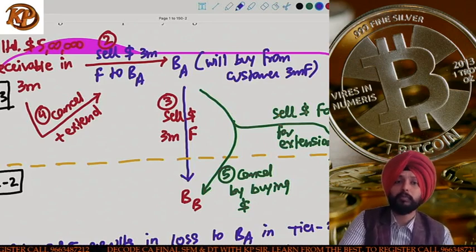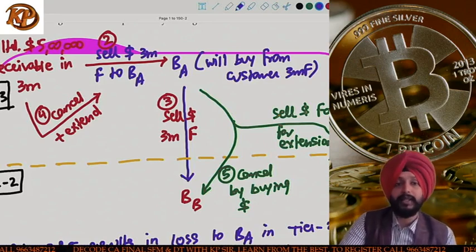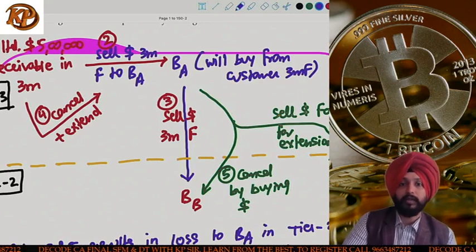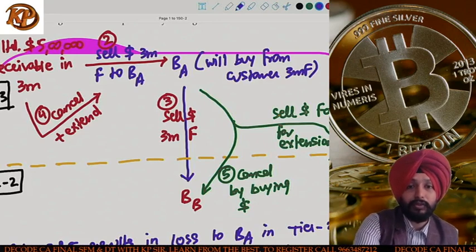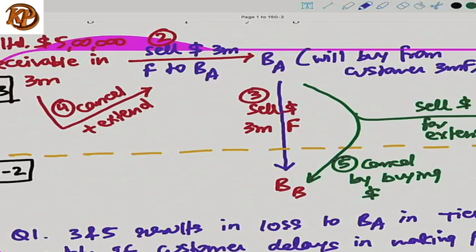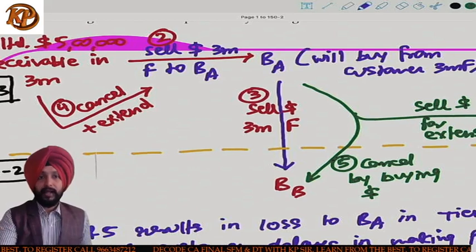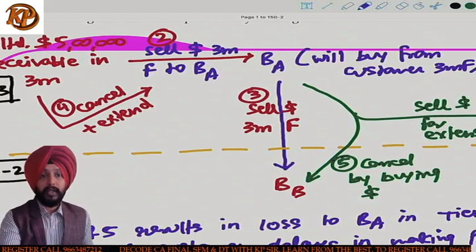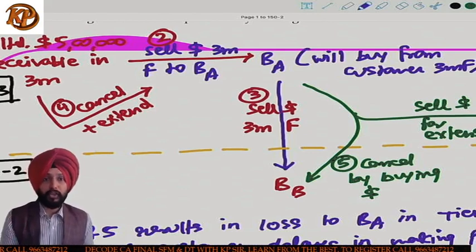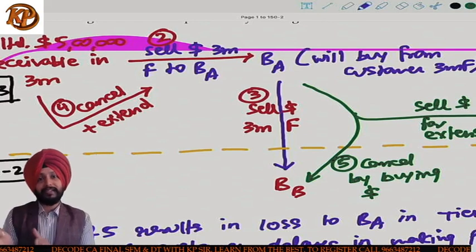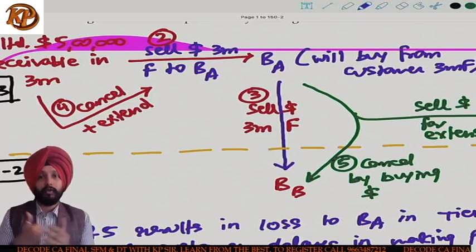But suppose the customer comes and starts requesting for cancellation plus extension. Then in that case, first for cancellation, bank A will go to bank B and cancel the contract with bank B. How do they cancel? They will cancel the same way, by entering into a reverse contract for remaining maturity. Bank A will cancel with bank B by taking a reverse contract for remaining maturity.